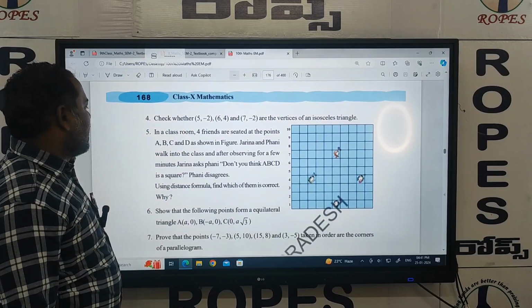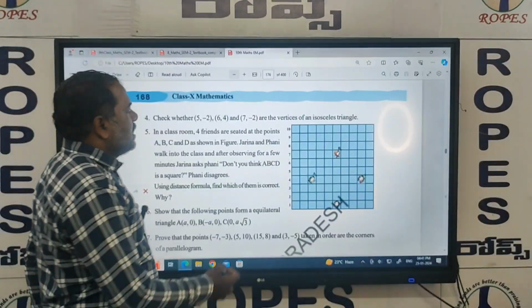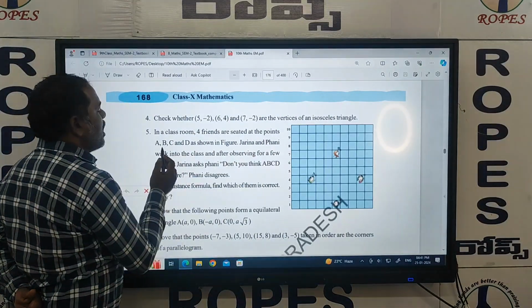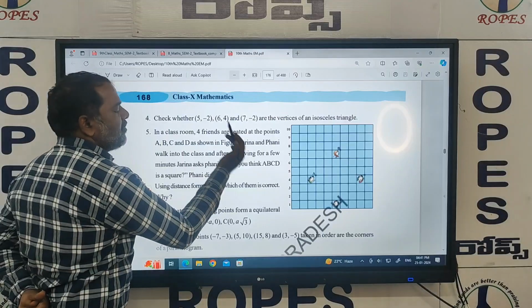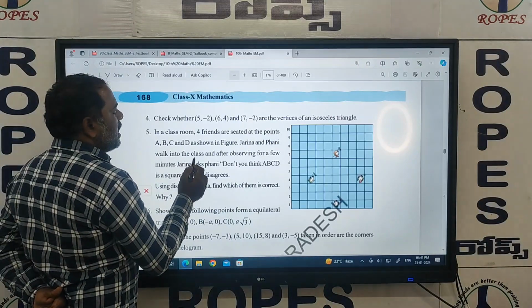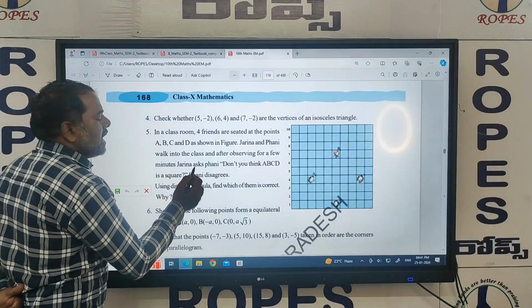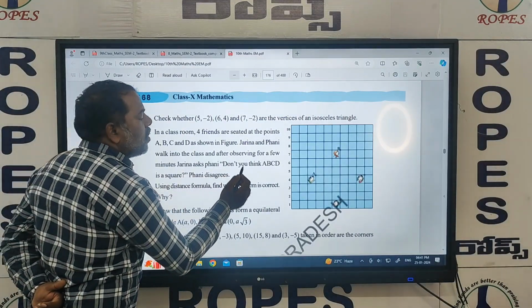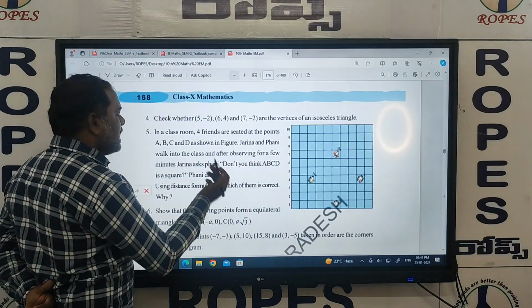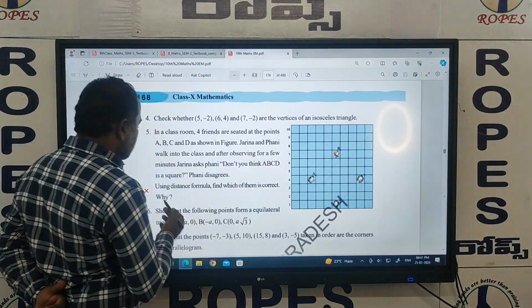Observe the fifth question. They are asking: in a classroom, 4 friends are seated at the points A, B, C and D as shown in the figure. Zarina and Funny walk into the class, and after observing for a few minutes, Zarina asks Funny, don't you think ABCD is a square? Funny disagrees. Use the distance formula to find which of them is correct.